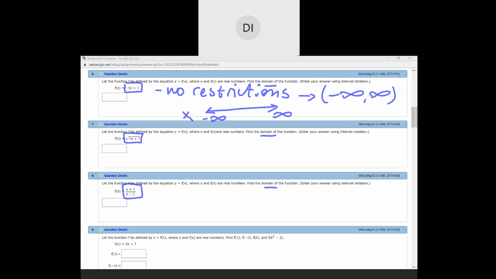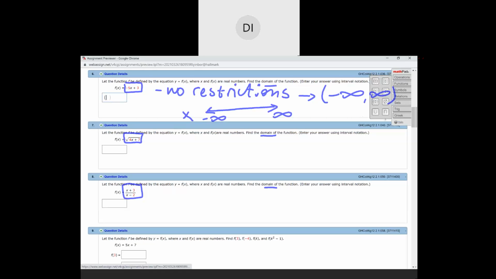Now, when you enter the domain here, when you click, you're going to see the MathPath in the side. And you can just use sets. And it's going to give you parentheses. And then you're going to put minus, and then in symbols there is the infinity symbol. You're going to press on that, comma, infinity again. So that's what you need to enter there. Minus infinity, infinity. You got it?